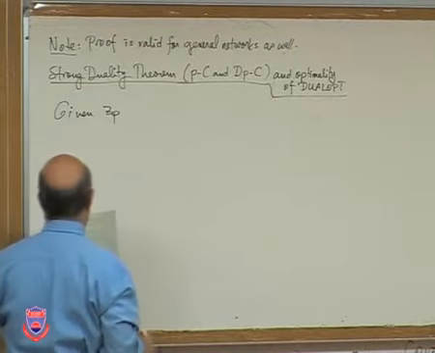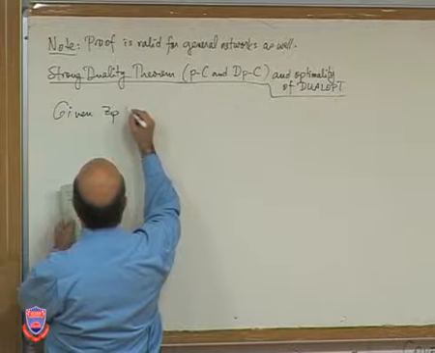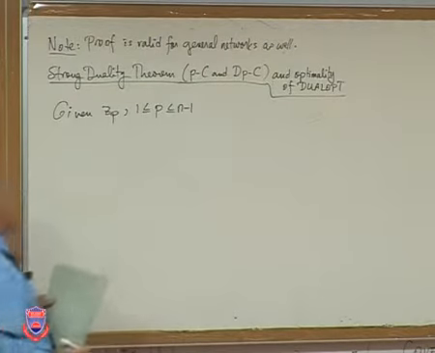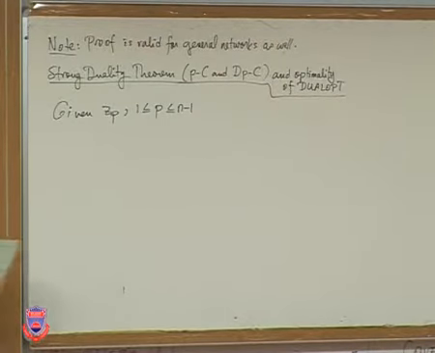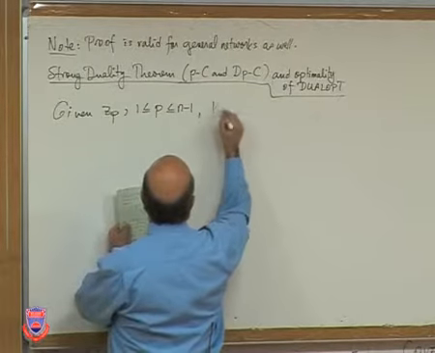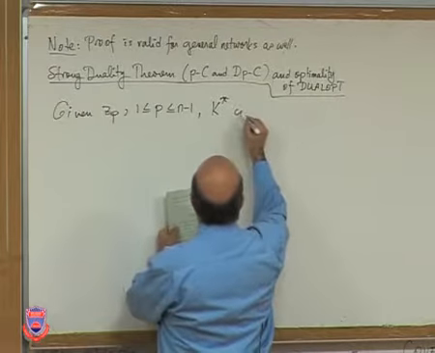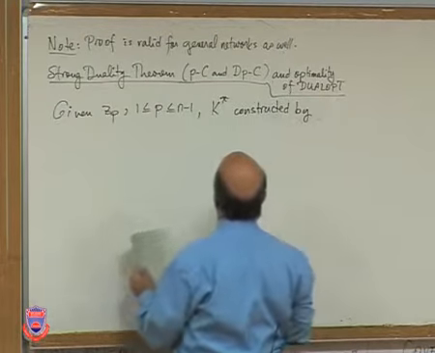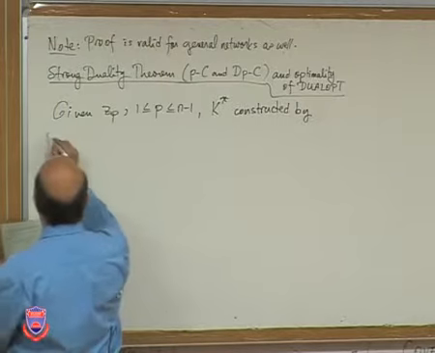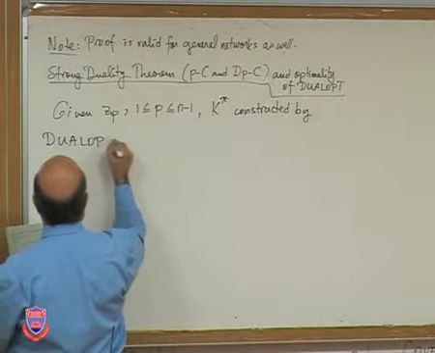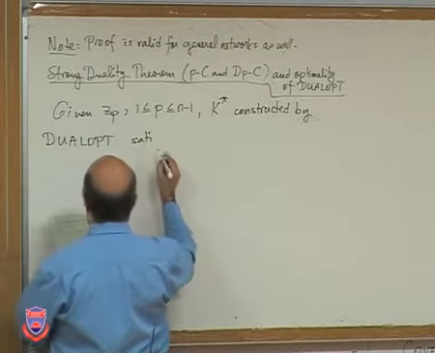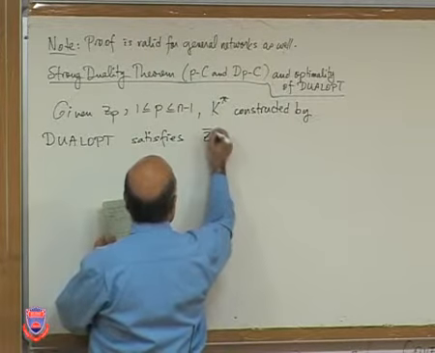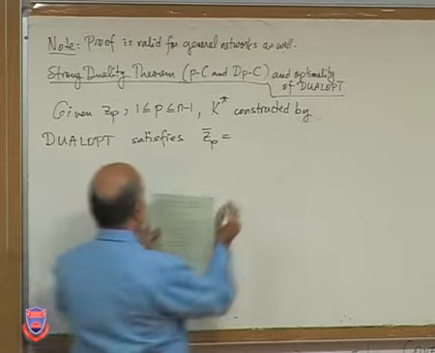Given ZP, the optimal objective value for the P-center problem, where P is restricted to integers between 1 and less or equal n minus 1, the set K star constructed by dual opt satisfies the following equalities.